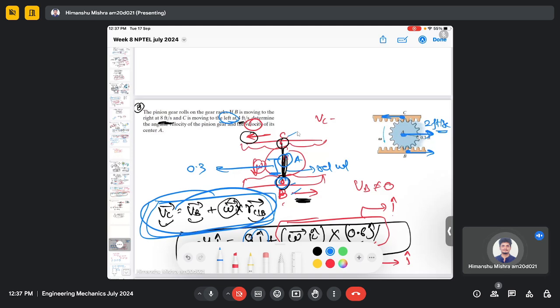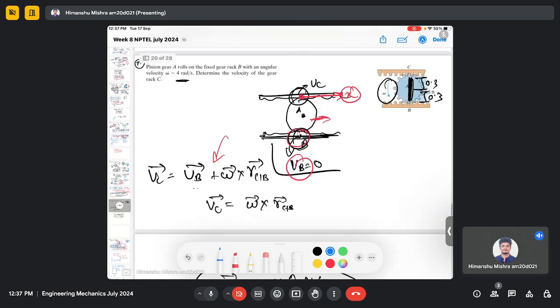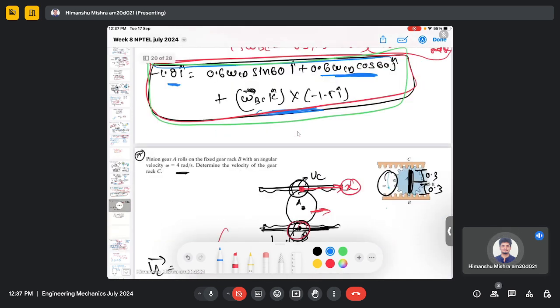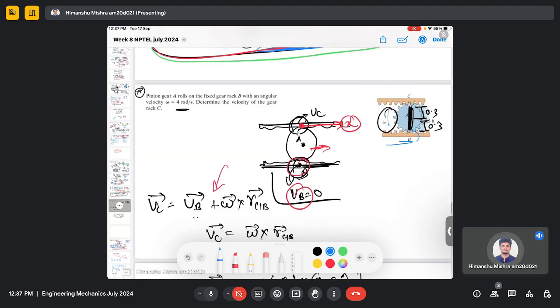So just to recap here, this is part B of the last question, where we are given the velocity VB equals 0 and we will be asked to find the velocity at point C. So we use the relative velocity concept between these 2 points.